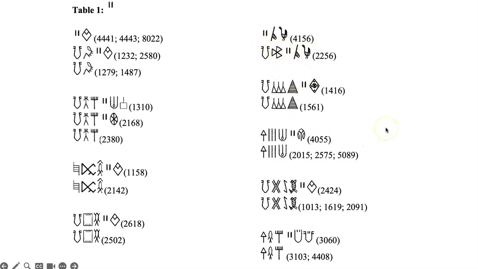So this data already is telling us something about the double tick sign, and that is that whatever its ultimate meaning may be, it always seems to occur in absolute final position with regard to some preceding word or words, and it occurs at a juncture.